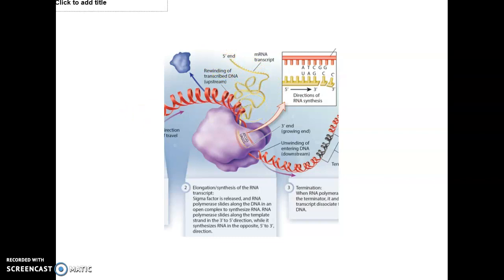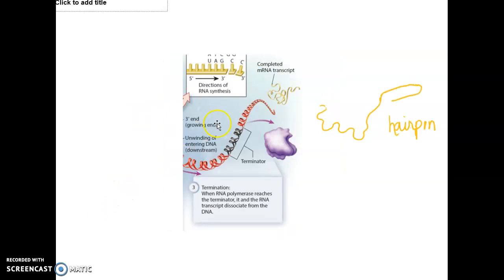And then we get to termination. In termination, there are sequences within this region of the DNA, and what they do is they create this end of the RNA that folds back on itself. There's some complementary base pairing right here. That's called hairpin formation. And when that happens, it's a signal, hey, we've reached the end of the gene. The RNA polymerase falls off, the mRNA transcript falls off, and then the DNA can wind itself back up again. That is a general explanation of transcription.